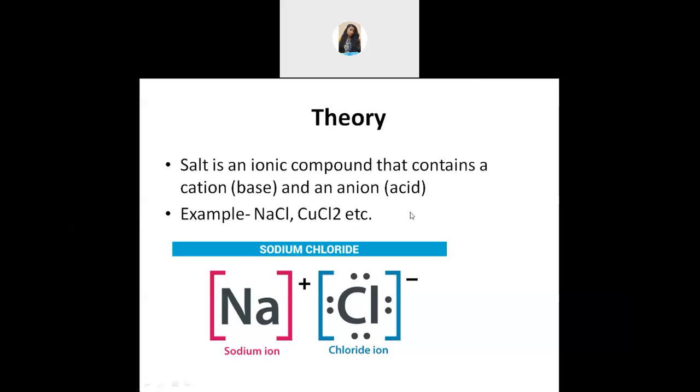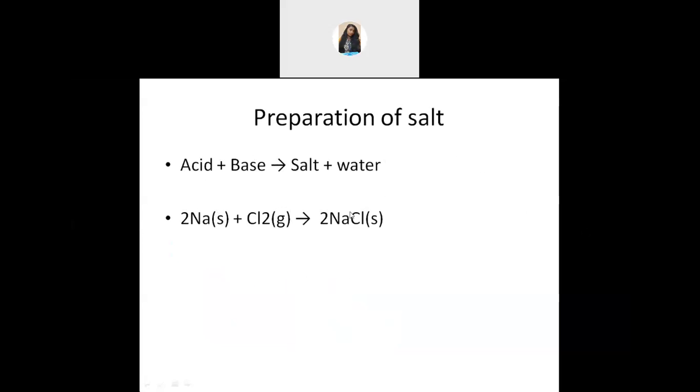Okay. So preparation of salt. When an acid and a base react together, we get salt and water. If we take sodium chloride as an example of salt, then sodium plus chloride will give us sodium chloride as a salt, and you will get water.